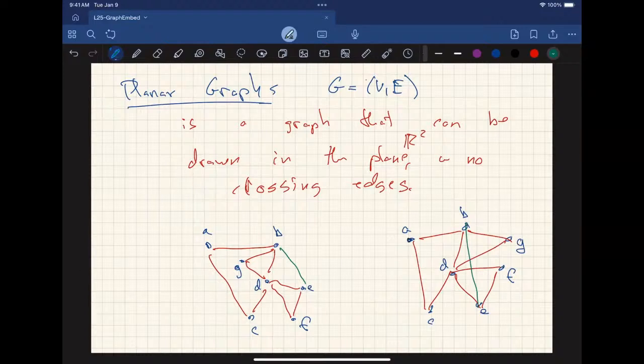So this would be a planar graph drawing. A planar graph is one where I can draw it with no crossing edges.